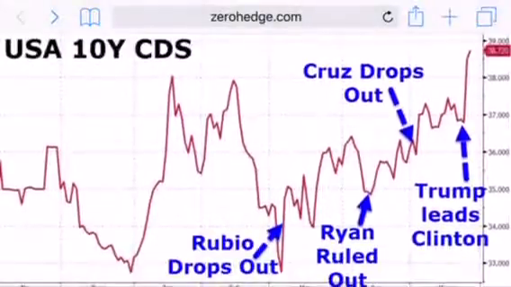So take a look at it as you see these different events that have happened in the political realm. Rubio dropping out, Ryan ruled out, Cruz drops out, and everything that's been going on. And you can see that it does, in fact, go up every single time. So whenever you have instability, look for something like the credit default swap to increase. Now you can use the credit default swaps if you're inside of the financial system in order to break that country down. We saw that with Greece, and I assure you this is not over yet.